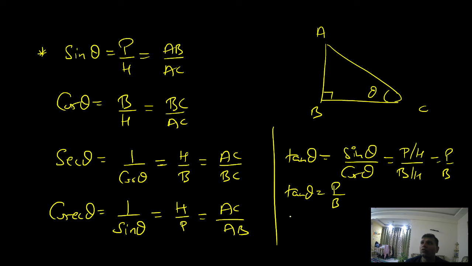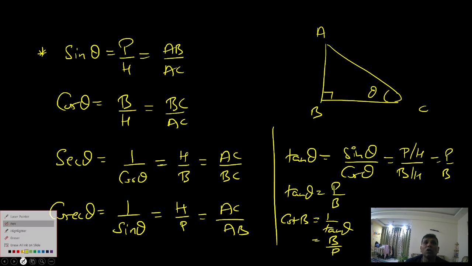And now same thing goes for cot theta. Cot theta is the reciprocal of tan theta, or simply b by p. So these are the 6 ratios that will be used while we are discussing the ratio part in our trigonometry, which is the first chapter of NCERT class 10th. So now let me discuss a question with that part.